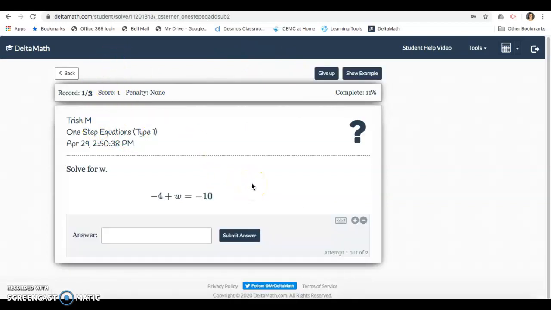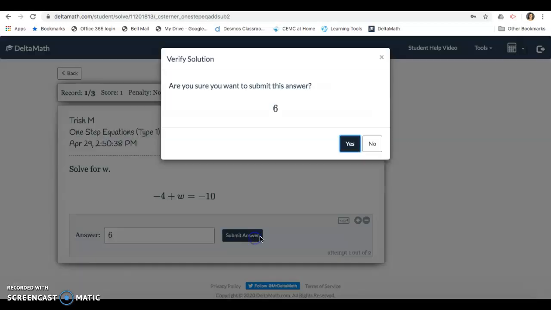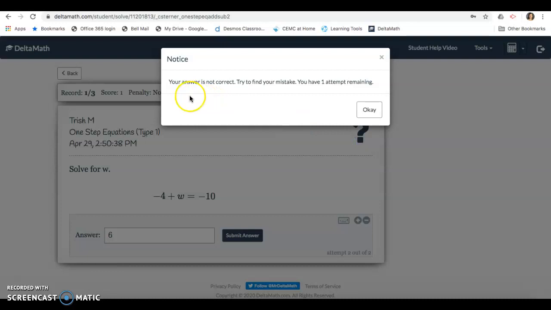Okay, now I'm going to click up here, next problem, to go on to the next problem. And with this, I wanted to show you that you have 2 attempts to get the right answer for each question right here. So it says attempt 1 out of 2. So say that I did this question, I added 4 to both sides, and I thought the answer would then be 6. Okay, when I submit my answer, it's going to give me this notice. Your answer is not correct. Try to find your mistake. You have 1 attempt remaining.